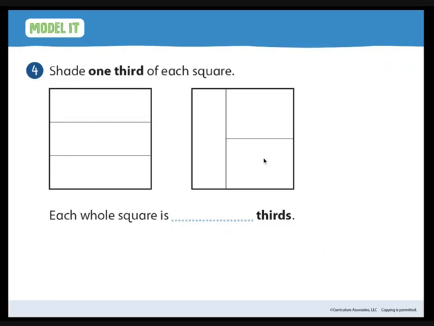You could experiment with this at home. Draw a square on your paper, divide it into thirds this way and thirds the other way. See if they match.